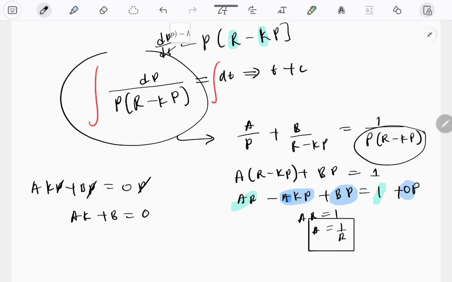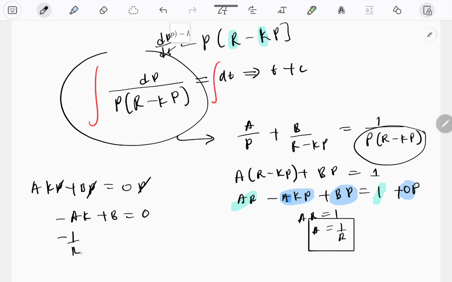Right, then I think there was a negative sign that I missed. This one, yes, I think here there's a negative sign. Then we'll already know what A is.